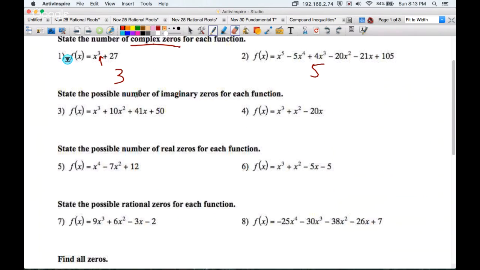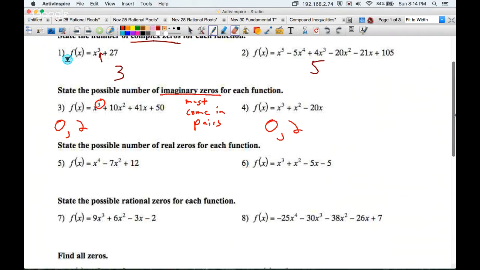So for this, we have to combine our understanding of the fundamental theorem of algebra and the conjugate root theorem, which states that imaginary zeros must come in pairs. Sometimes we call this the buy one, get one free theorem. So if there's 3 total here, I can always have 0. I can't have 1, but I could have 2 imaginary zeros, but I can't go up to 4 because then I would exceed the 3 total. And number 4 is the exact same, 0 or 2.